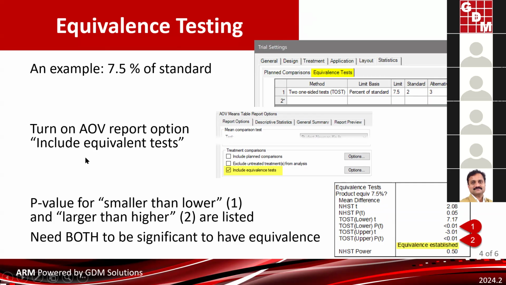Once again, you have to go to your AOV report options, and there's a little toggle to include the equivalence tests. So you can turn those on or off. Once you turn that on, in kind of the same location as with the plan comparisons, it'll be a table right underneath your mean comparisons with these statistics from the equivalence test.